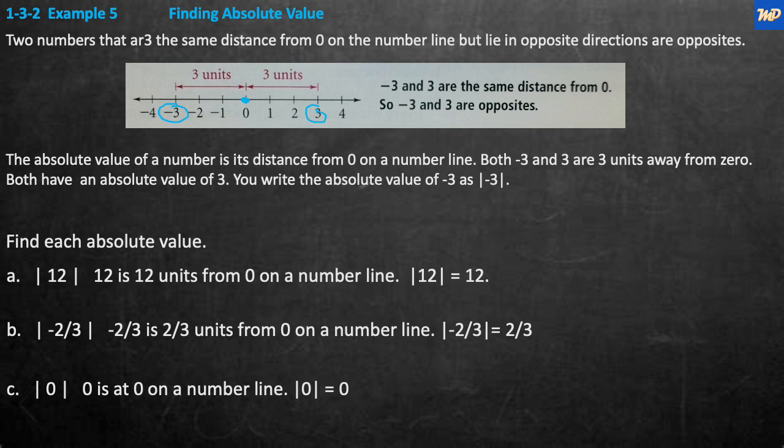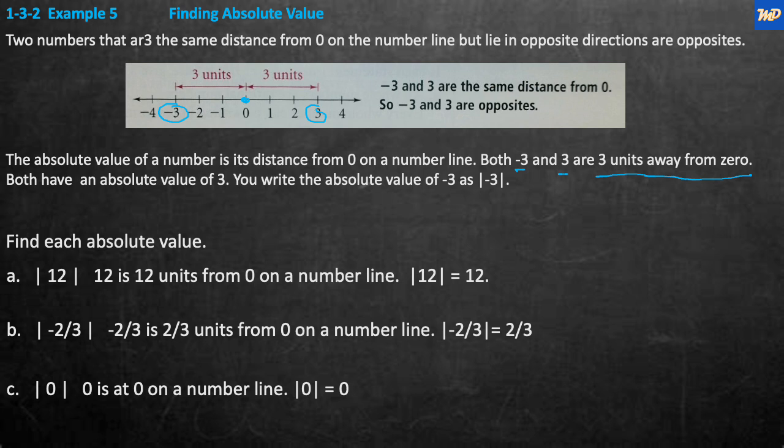So the absolute value of a number is its distance from 0 on the number line. Both negative 3 and positive 3 are 3 units away from 0. Both have an absolute value of 3. The distance is the absolute value. You can't have a negative distance. You can't say, well, I'm going to go backwards in space or whatever. You only go forward in distance, right?